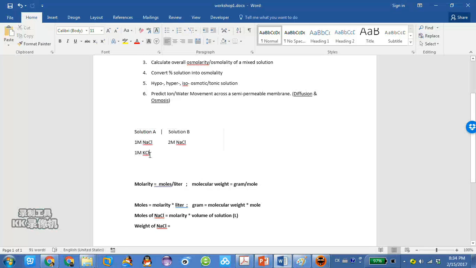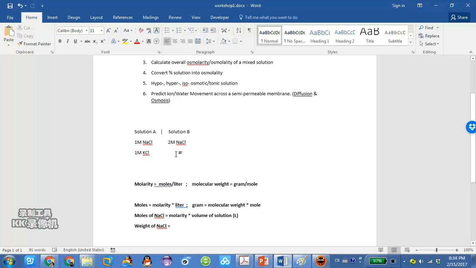That's the osmotic pressure that's related to solution A. And for solution B, we have 2 molar of NaCl. That's like 4 molar of actively moving particles. So you have 4 molar of actively moving particles in A, and 4 molar of actively moving particles in B. We know that they both have the same osmotic pressure, so there's no net water movement between solution A and solution B. There's no osmosis.